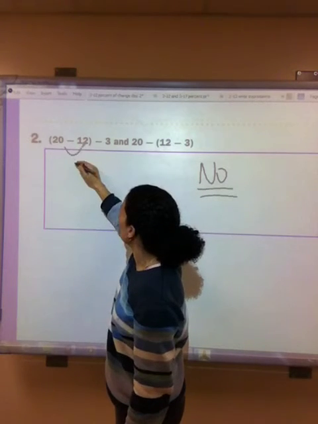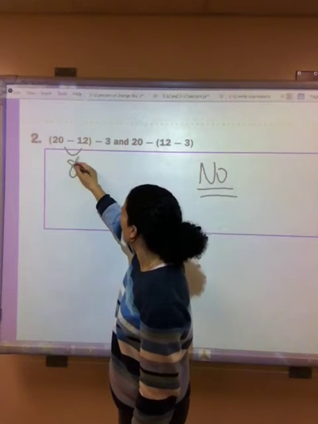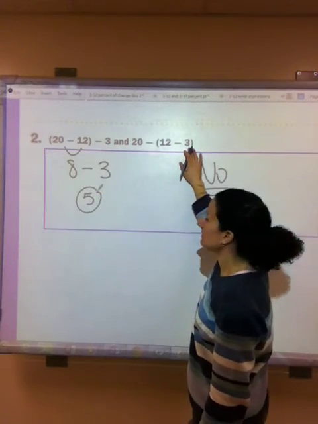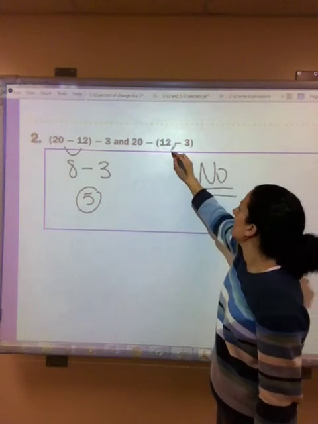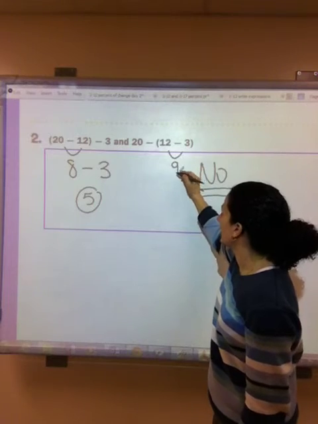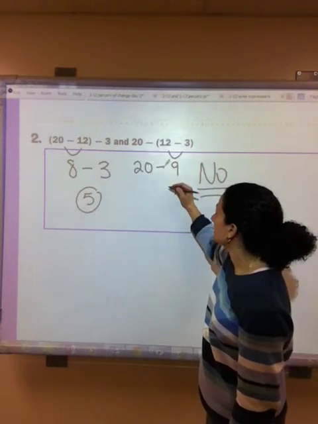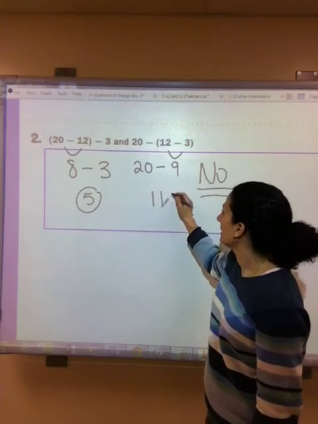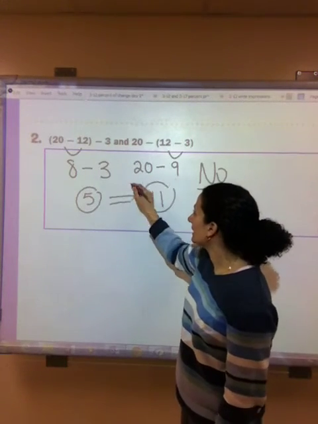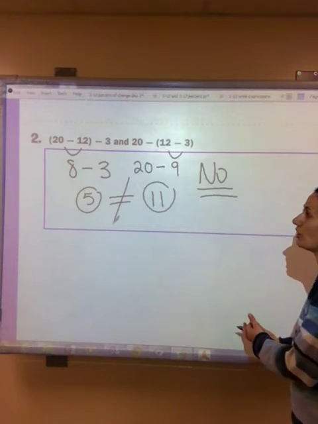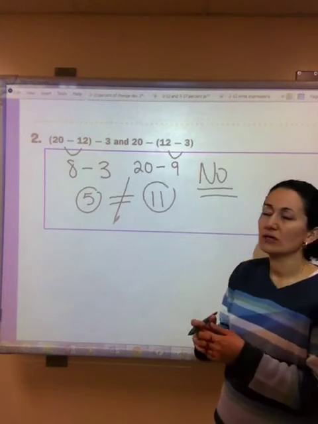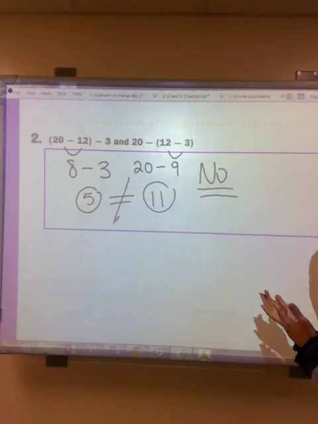20 minus 12, we have to do that first. That would give me 8. And 8 minus 3 is 5. Consider this other grouping. 12 minus 3 is 9, and 20 minus 9 does not give me 5. It gives me 11. And 5 is not equal to 11, so this is a big no. The associative property does not hold true for subtraction.